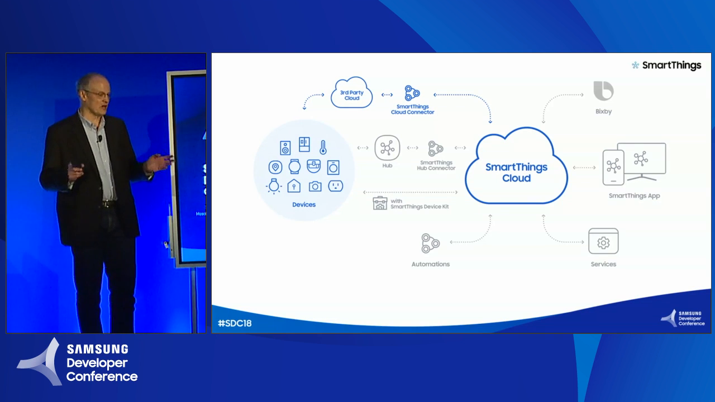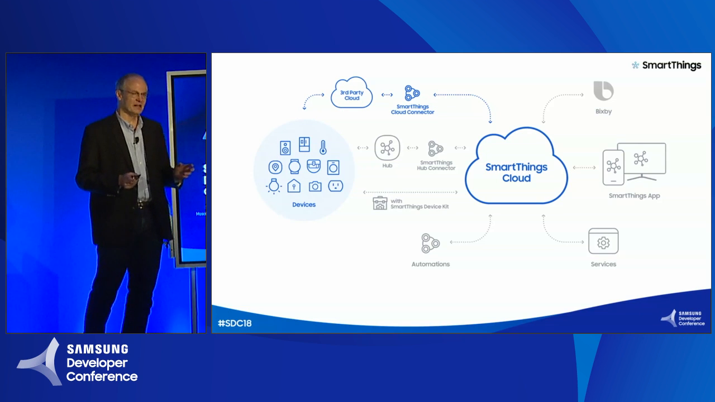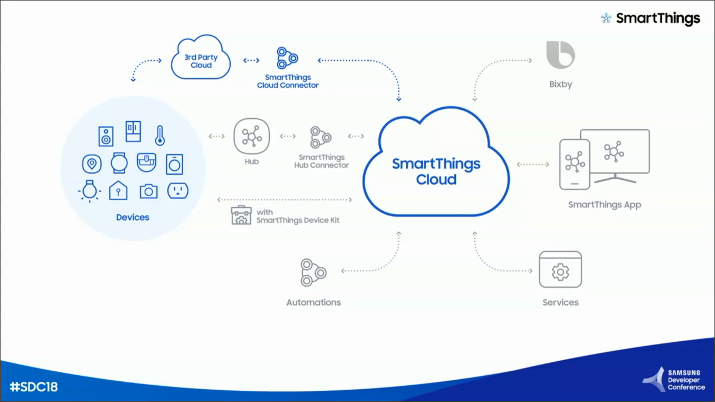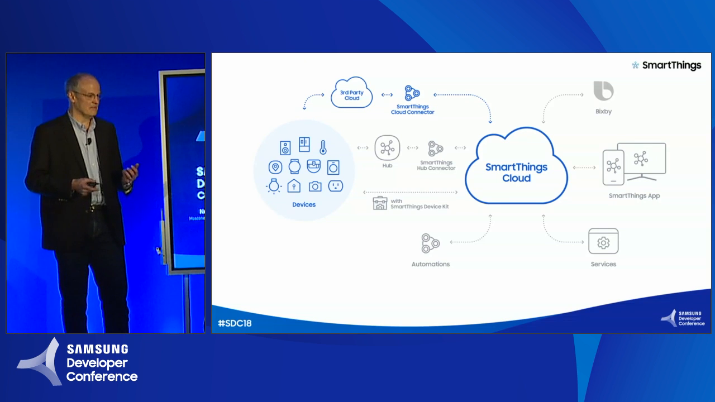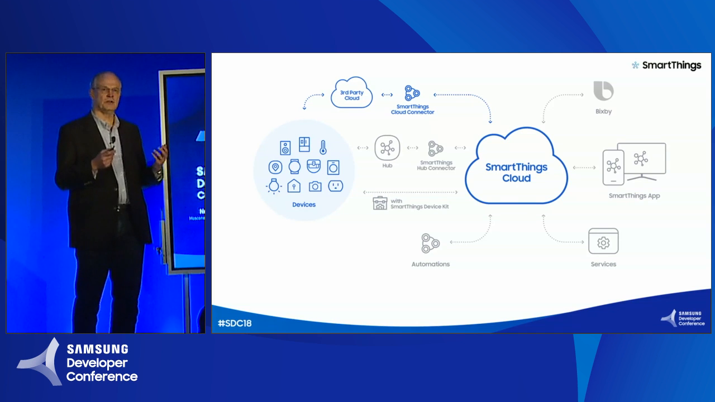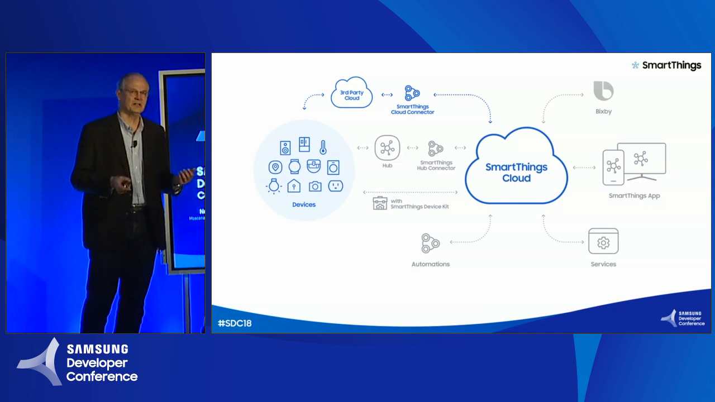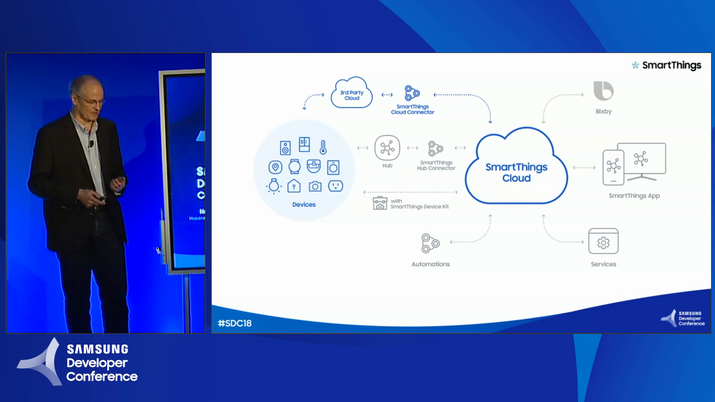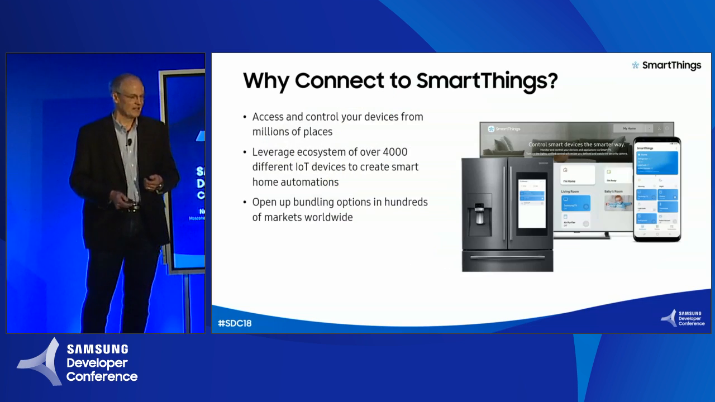This afternoon, we're going to be talking about one method of connecting to the SmartThings cloud. This is going to apply to you if you have a device or are working with a device that is already connected on Wi-Fi and connects to its own cloud. It may or may not have its own mobile app. But if that's the situation, you can build something called a SmartThings connector, and you can easily expose all of those devices to the SmartThings ecosystem.